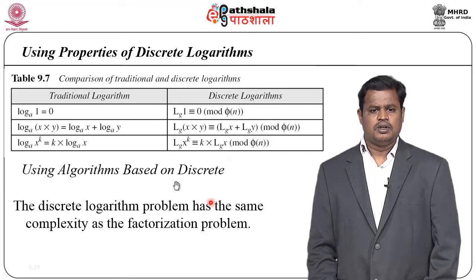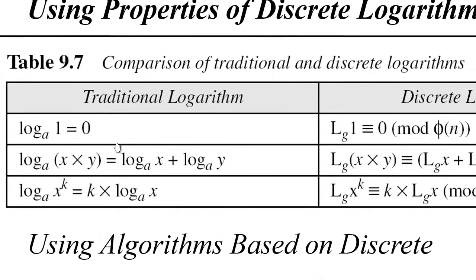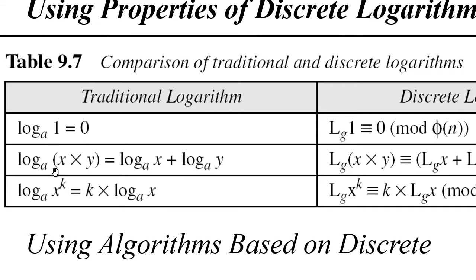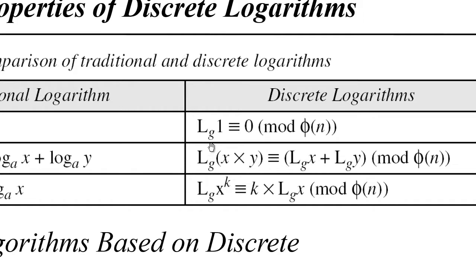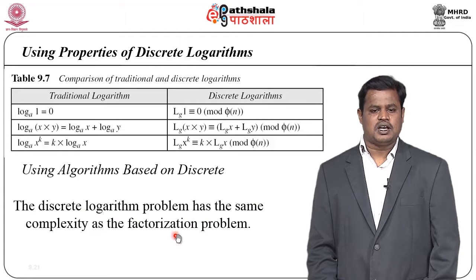So, here we compare the traditional logarithm with the discrete logarithm. Log a of 1 is equal to 0, and log a of x into y has such a property. With respect to the discrete log generator g, L_g of 1 is equal to 0 mod phi of n, which is the order of the group. Similarly, we can say the same property holds with the modulus. So, here in the discrete log we have a modulus in the particular operation. The discrete log problem has the same complexity as the factorization problem that we used in the case of cryptography.